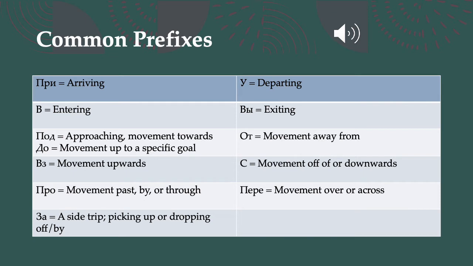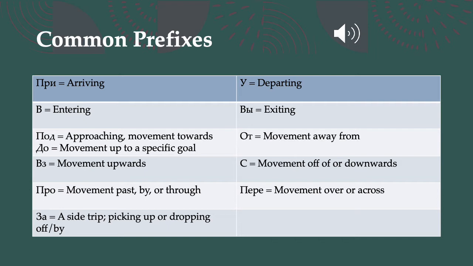On slide 3 of the PowerPoint, I have a chart of some common prefixes that we will go over in more detail later in the chapter. Here you can see that many of them are paired. For instance, we'll start with the most common. Pri indicates arrival and u indicates departure. Va indicates entrance and vi indicates exiting.